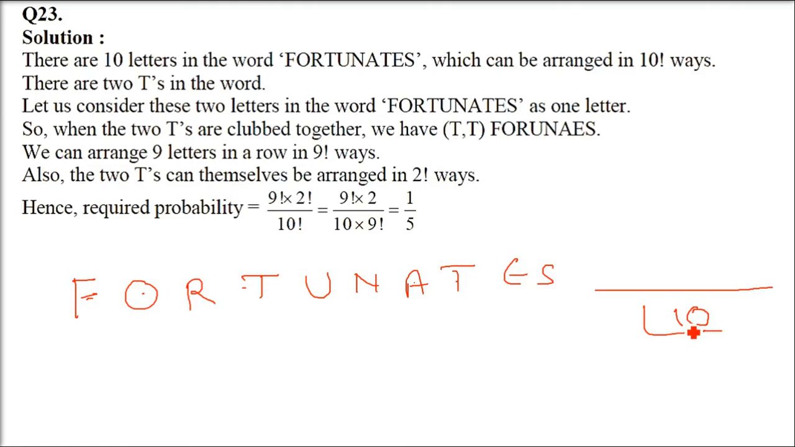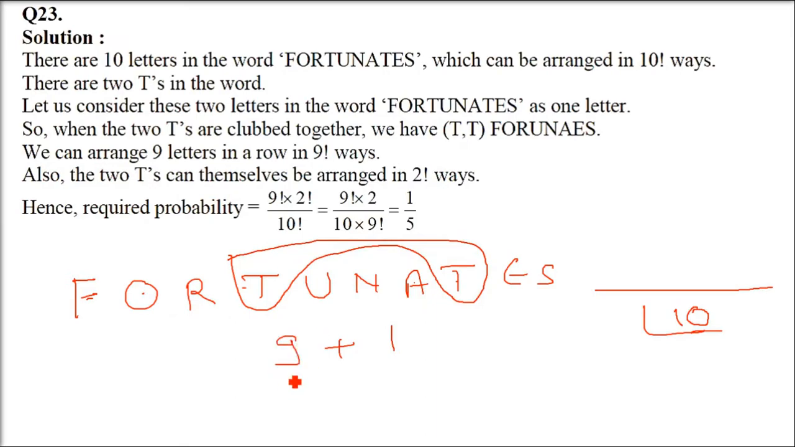Just close your eyes and write factorial 10. How many possibilities are there? Now coming to the favorable cases. Favorable cases, TT we are taking together. So basically in 10 we are subtracting 2 and adding 1 because we are making it as 1. So 9 plus 1.